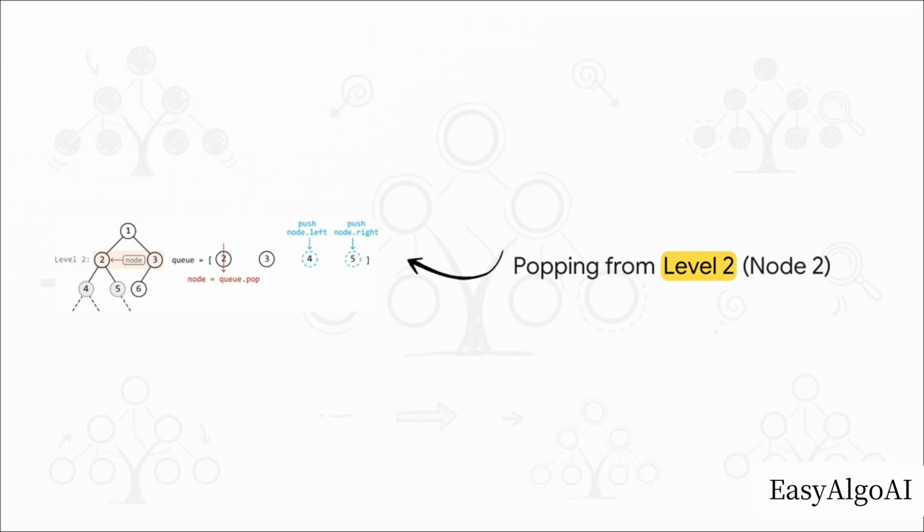Let's keep this momentum going. We know we need to process 2 nodes for level 2. We start by popping node 2. And as we do that, we grab its left and right children, nodes 4 and 5, and push them right into the back of the queue.